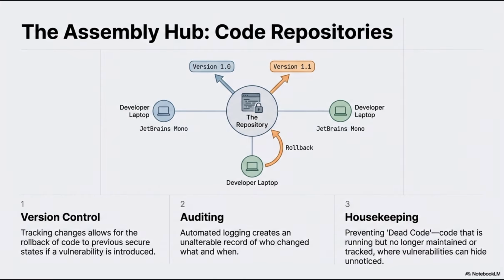The assembly hub: code repositories. Code repositories give you three things. Version control, which allows you to track the changes and roll back to previous secure states if you introduce a vulnerability. Auditing, which is where automated logging creates an unalterable record of who changed what and when. And housekeeping, you prevent dead code, code that is running but no longer maintained or tracked, where vulnerabilities can hide unnoticed.